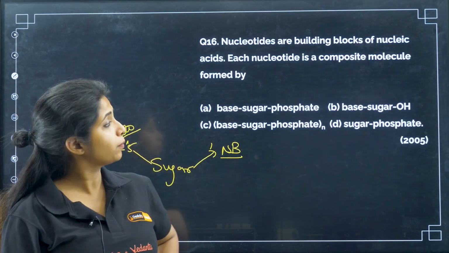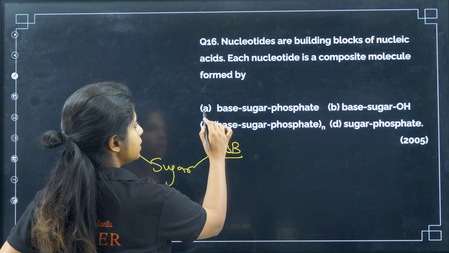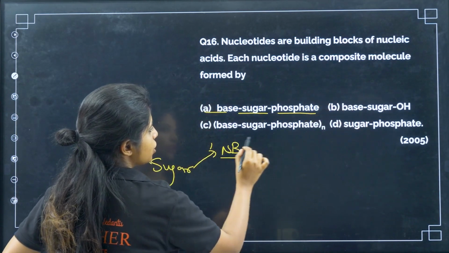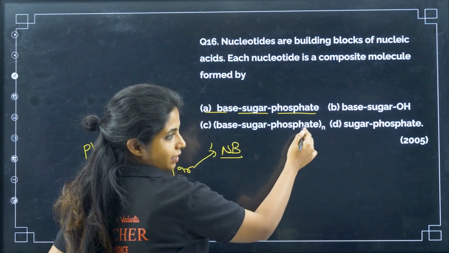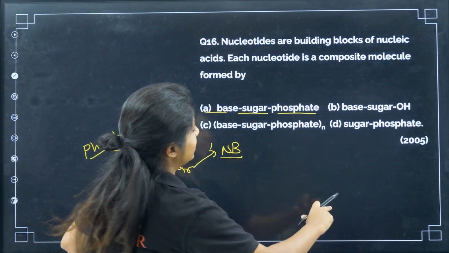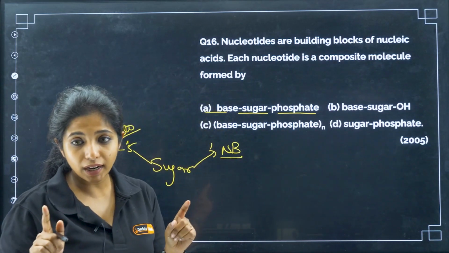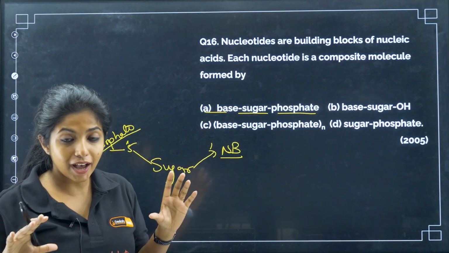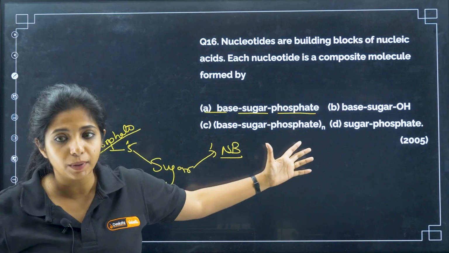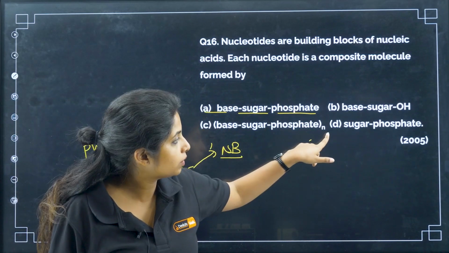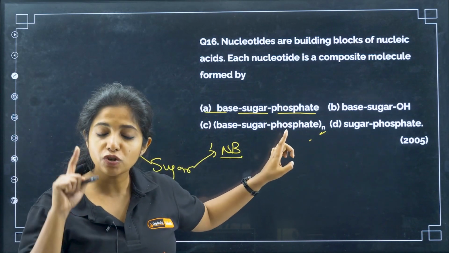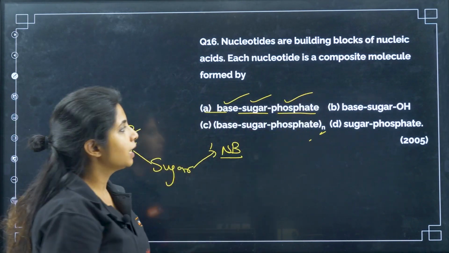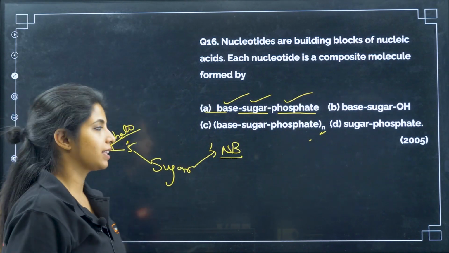Okay, so nucleotides are building blocks of nucleic acid. Each nucleotide is a composite molecule formed by base, sugar and phosphate. Base, sugar, phosphate, bracket n times, and sugar and phosphate. So each nucleotide is a composite molecule formed of. You're asked about each nucleotide. You're not asked what is DNA or RNA, a nucleic acid made up of. In that case, you could have put the bracket over here and put n. But you're asked about just a single unit of nucleotide. A single unit of nucleotide is made up of base, sugar and phosphate. This becomes the answer.